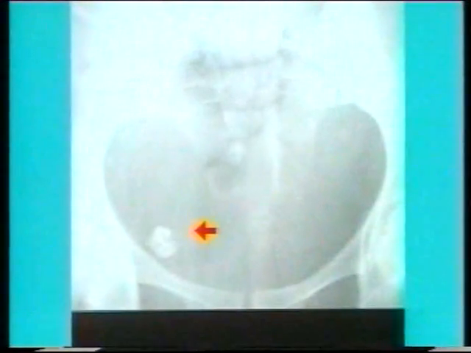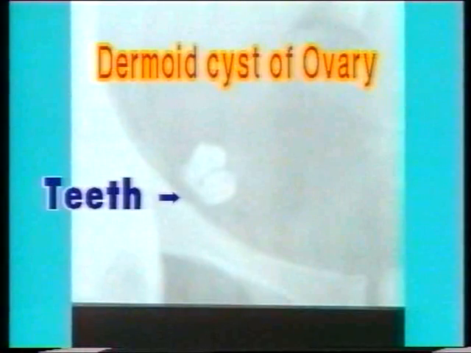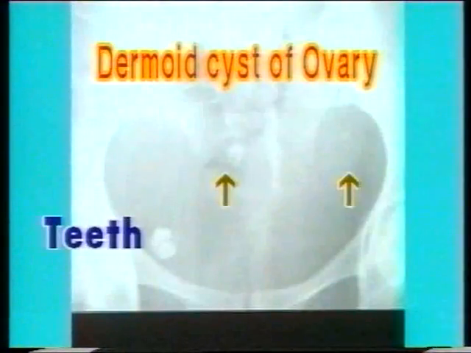This is another female patient showing an odd radio-opaque shadow within the pelvis. A closer inspection shows that it looks like two teeth. In fact, they are teeth. This is a dermoid cyst of the ovary containing teeth. You can also see bands of laparoscopic tubectomy shown by the vertical green arrows. But that's an incidental finding. Note the teeth in an ovarian dermoid.